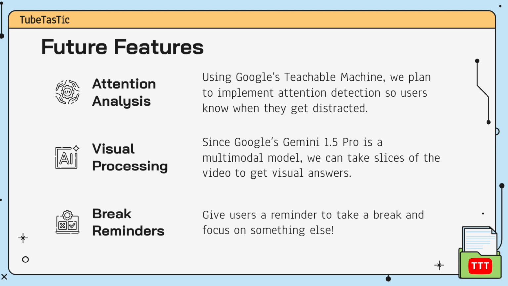So now let's talk about future features. Attention analysis: using Google's Teachable Machine, we plan to determine whether users are paying attention or whether they're distracted. If they're distracted, we plan to redirect their attention back to the screen. Since Gemini 1.5 Pro is a multimodal model, we thought about using visual processing to possibly extract more data from the video.